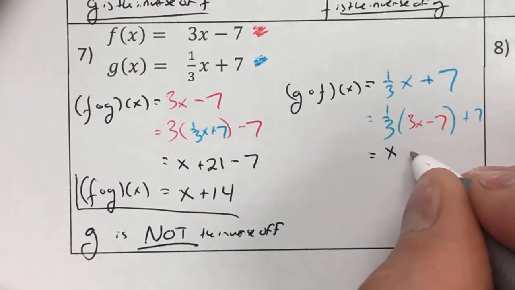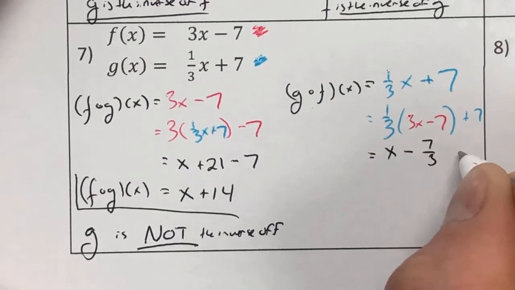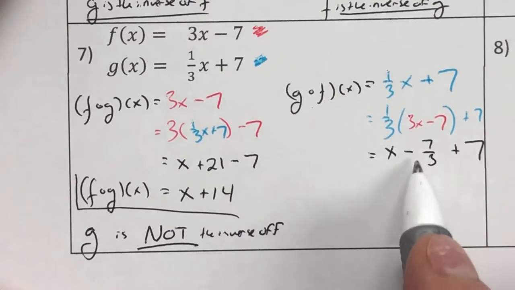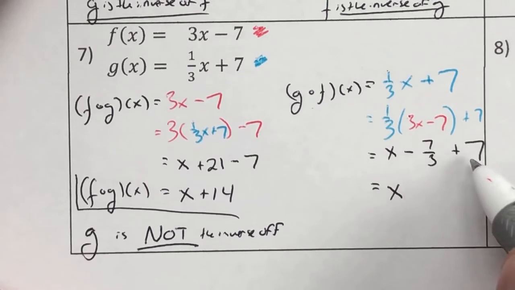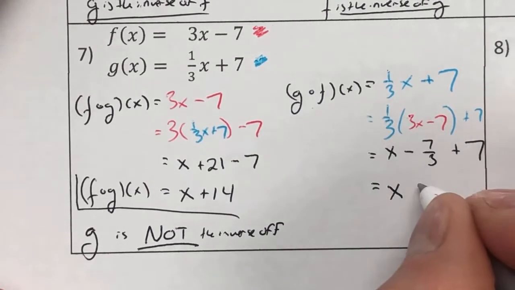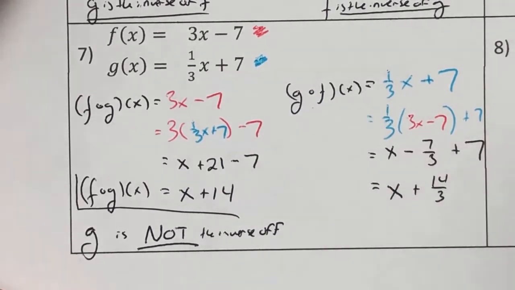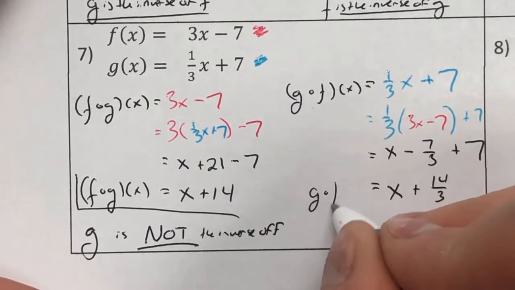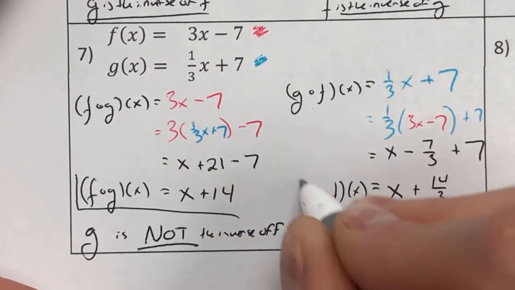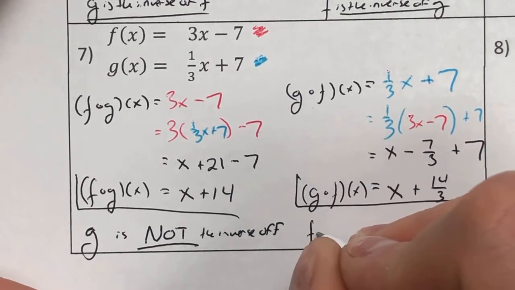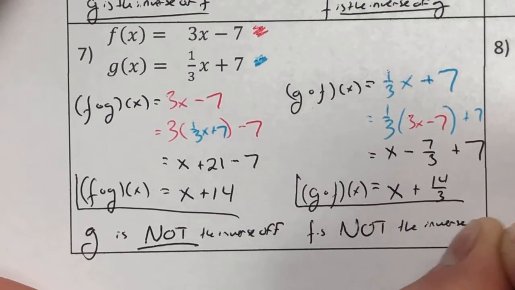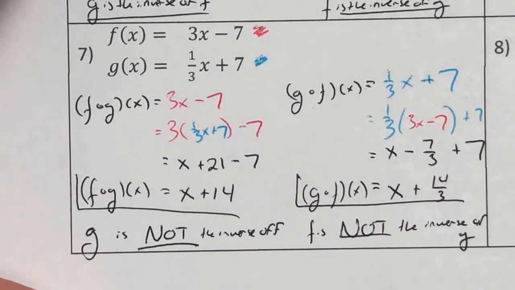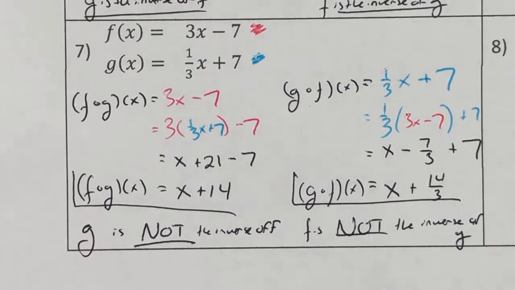So far it looks so good, but here's where it starts falling apart. After I distribute that 1/3, I get a minus 7/3 plus 7, which means that that's plus 21/3. So that's going to be plus 14/3. And so here we know f is not the inverse of g. So these are both nothing special. G is not the inverse, f is not the inverse.